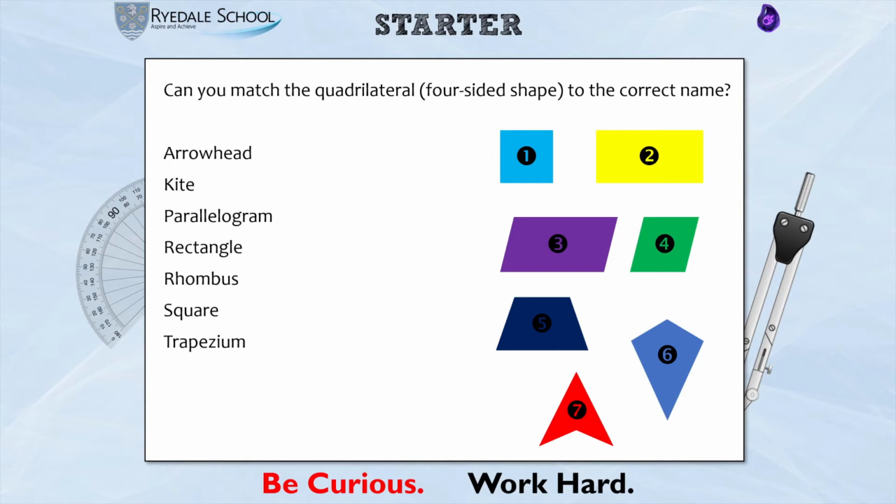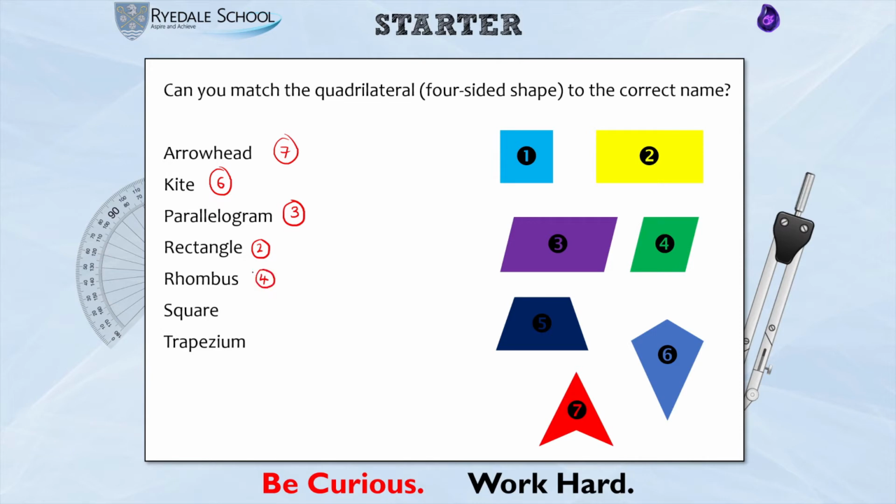So I'm going to go through the shape names in alphabetical order. So the arrowhead, I'm sure you got right because it looks exactly like it sounds. It is shape number 7. The kite, again, looks like what it sounds like. It is number 6. Parallelogram. Now, parallelogram and rhombus are the two shapes that students normally mix up. Parallelogram is the wonky rectangle, and the wonky rectangle is number 3, with the rectangle being number 2. The rhombus is number 4.